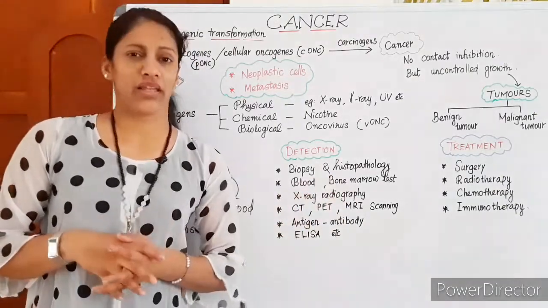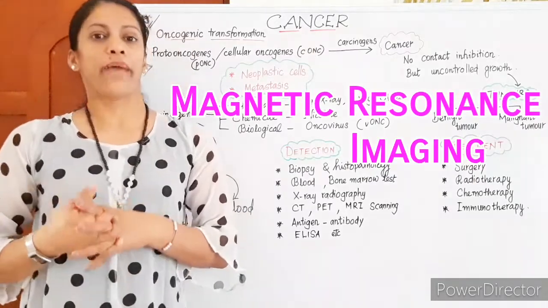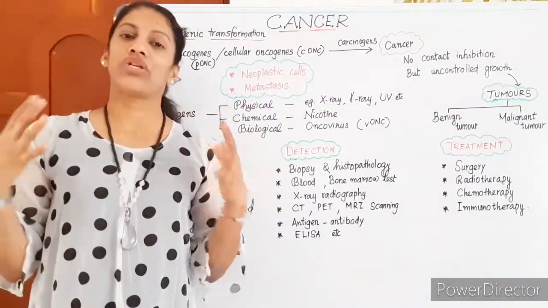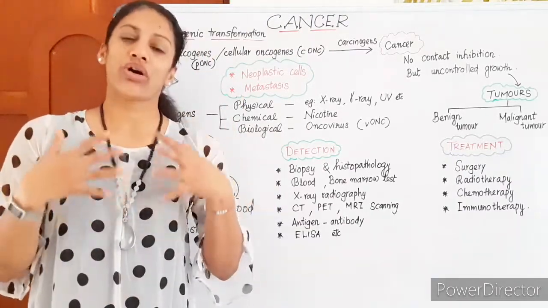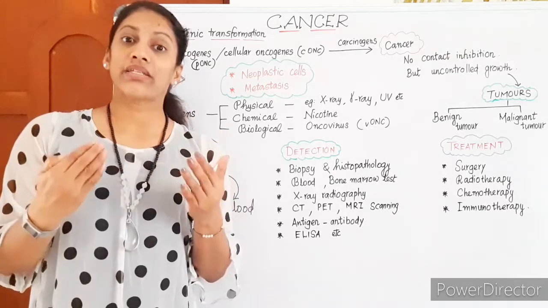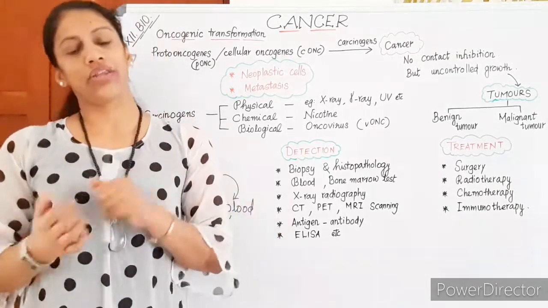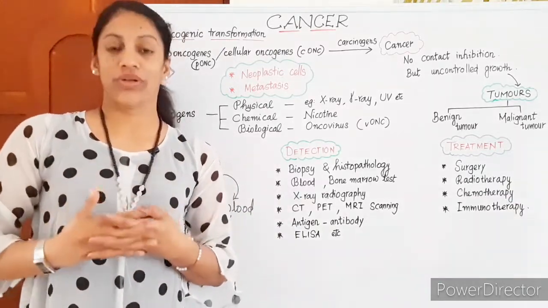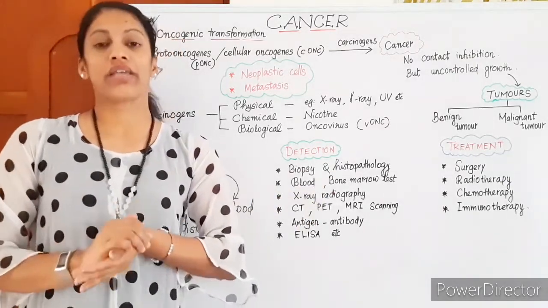Then MRI scanning is another very common technique. Magnetic resonance imaging. Here the person is exposed to a very strong magnetic field, and this analyzes the magnetic properties of water in the body. It differs in the tumor and in the normal cells, so it can clearly sketch the intensity of the tumorous growth.